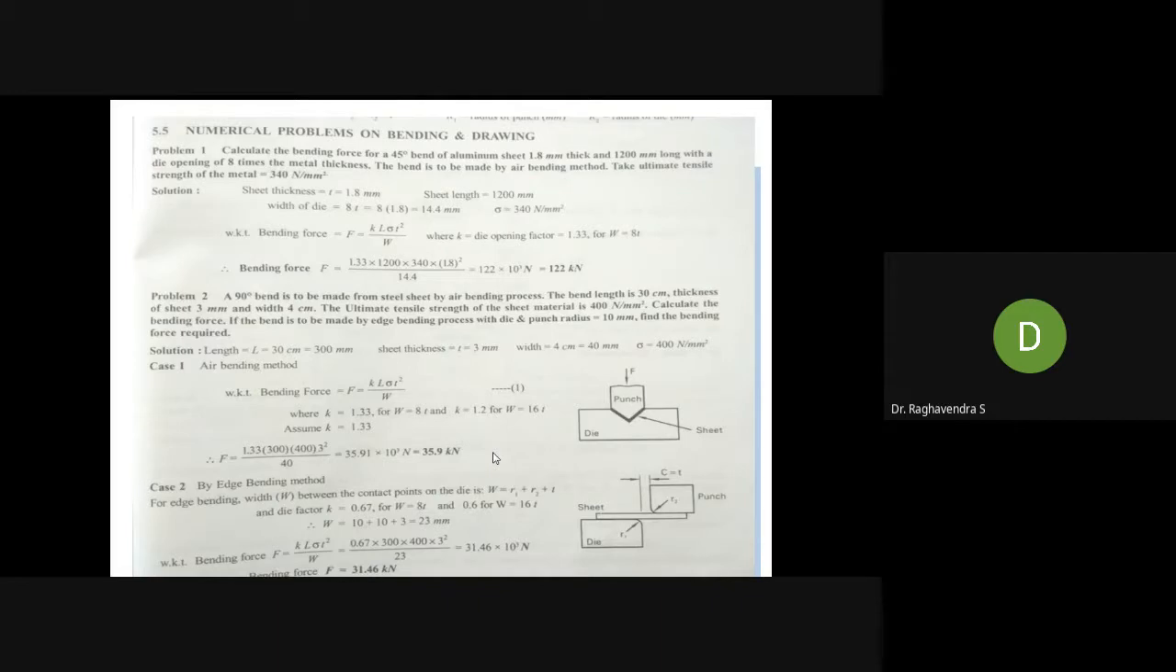K is equal to 1.33 into 300 into 400 into 3 square divided by 40. Altogether it gives 35.9 kilonewton. This is one. The meaning of this is, if you want to bend a 90-degree steel sheet of 30 centimeter length, thickness of 3 mm, width of 4 centimeter, then you require 39.9 kilonewton force to bend that.